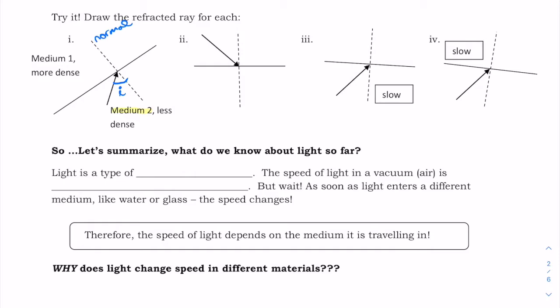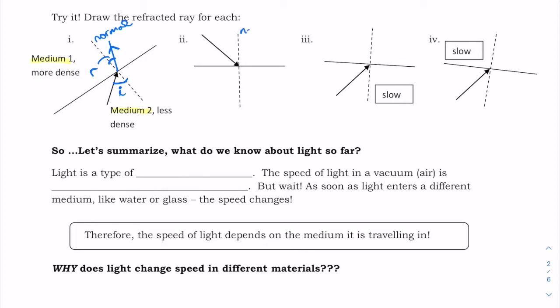And here we're told that medium 2 is less dense, and that ray of light is traveling into medium 1, which we're told is more dense. So generally speaking, everyone, light will slow down when it enters a denser medium. So in this case, we'll see the light bend towards the normal. Please label your angle of refraction like that. And that's going to take care of that one. Let's do the next one.